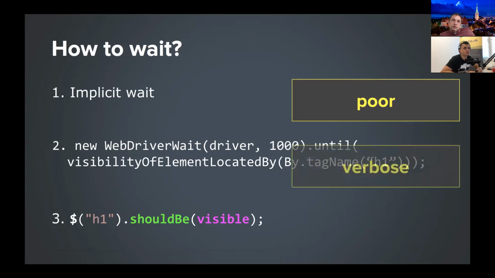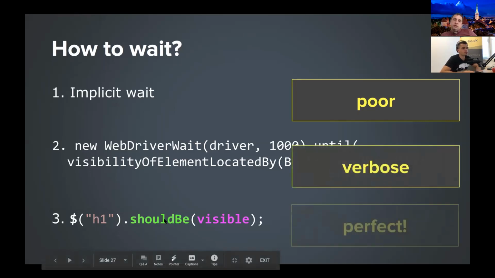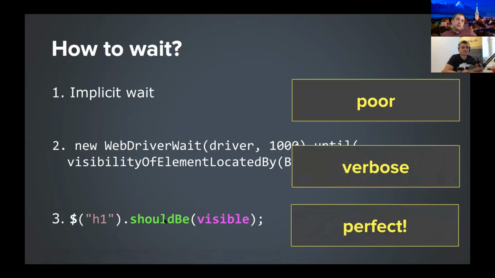Explicit wait is good in the sense that it's not poor. It can wait for pretty much anything, but it's verbose. You know, you need to write a lot of code. And the Selenide way is just perfect. It's explicit, and it's human readable, and it's concise. So this is why I like the syntax.